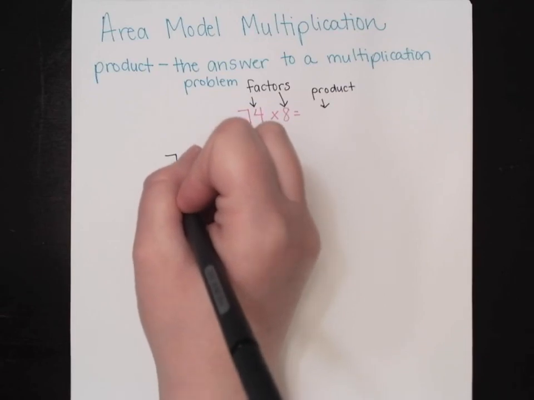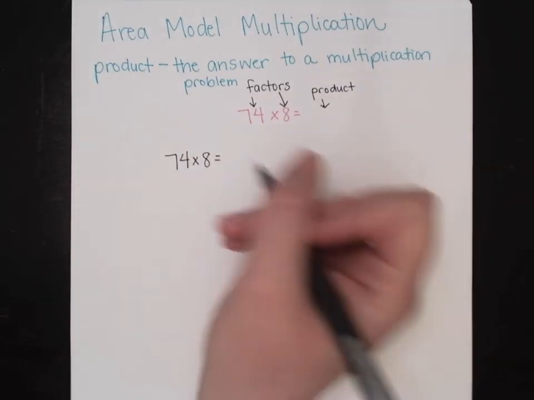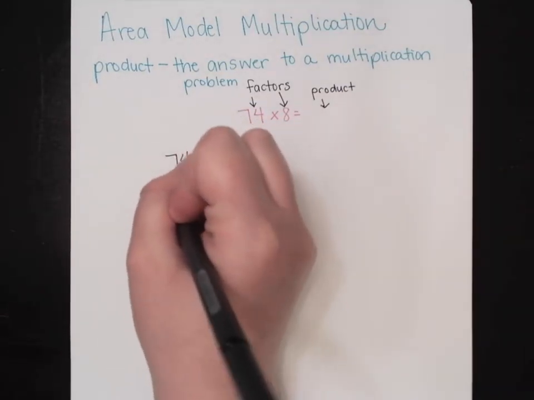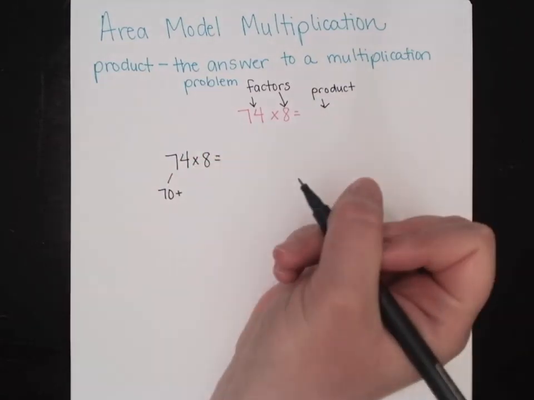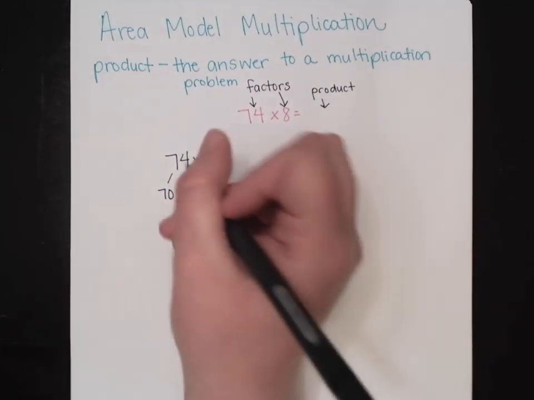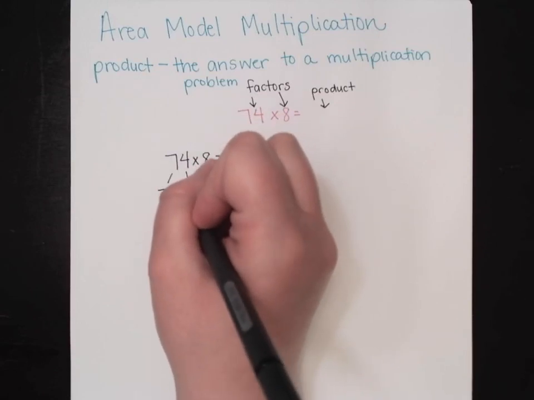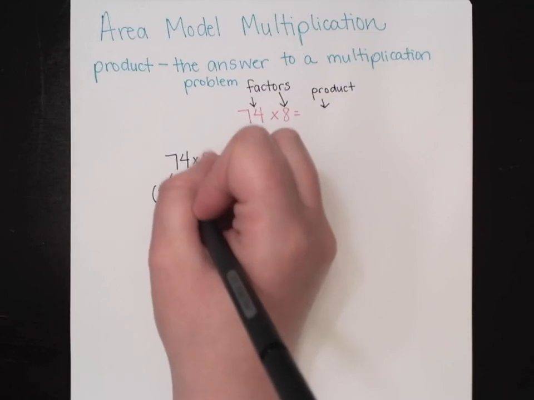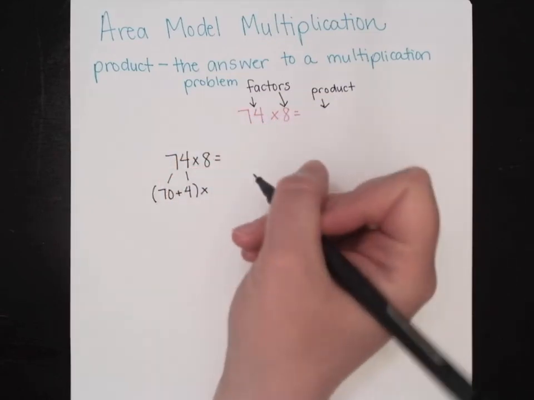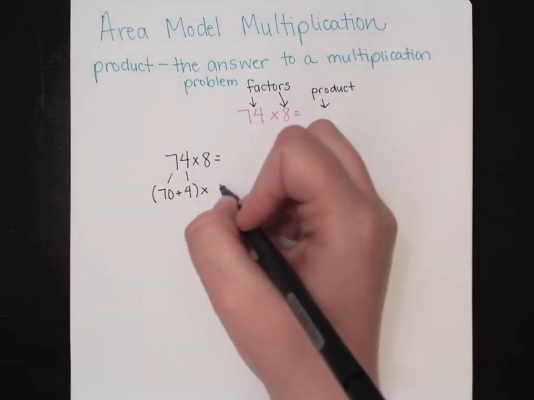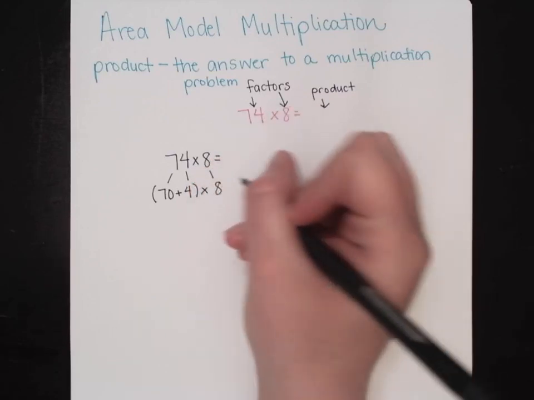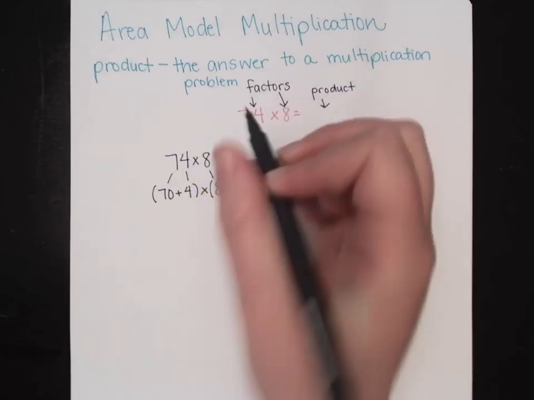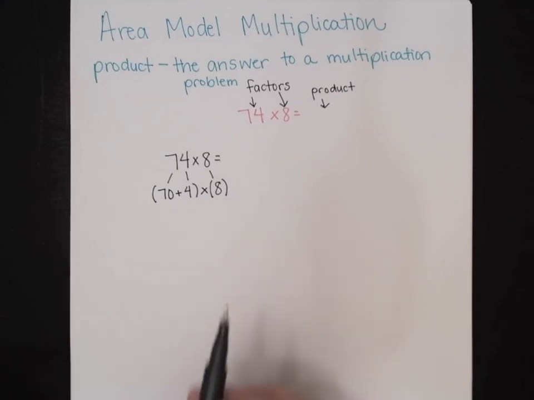So 74, I have 7 tens, so the value of my 7 is 70. Plus, there's always that plus sign when we write numbers in expanded form. 4 ones, so the value of the 4 is just 4. So I have 70 plus 4 equals 74 times 8. To write 8 in expanded form, it's just 8 because it's 8 ones. So 74 times 8.